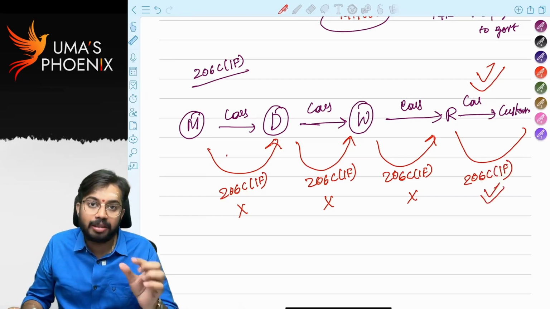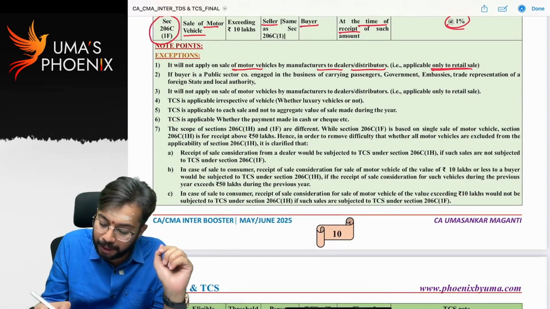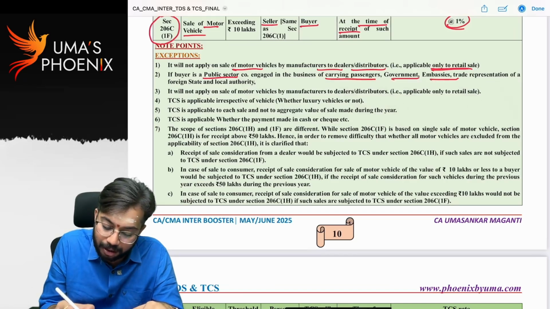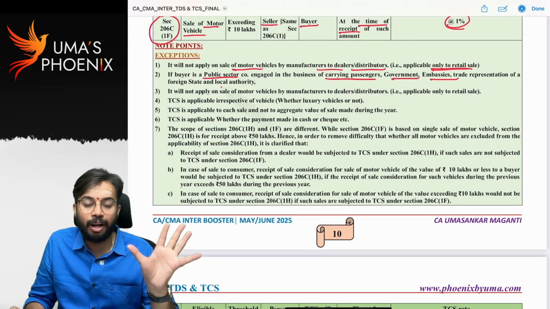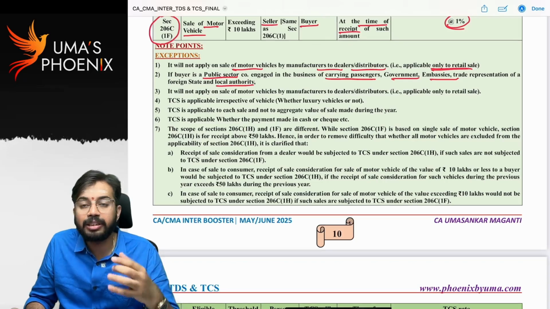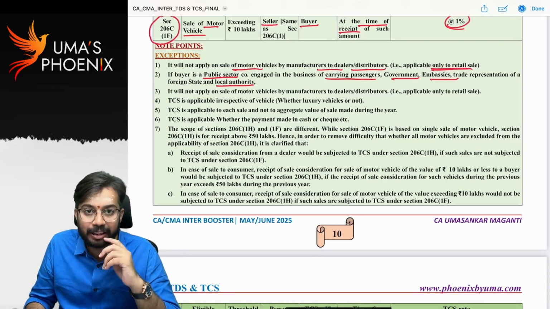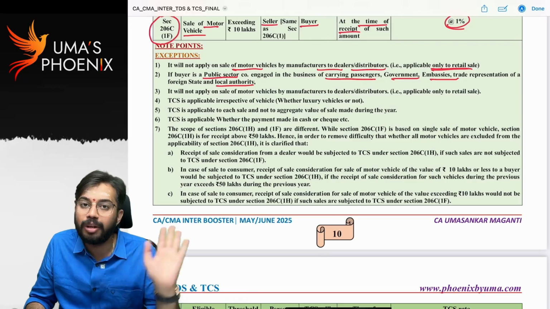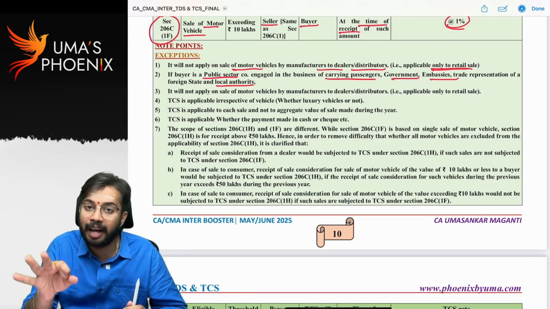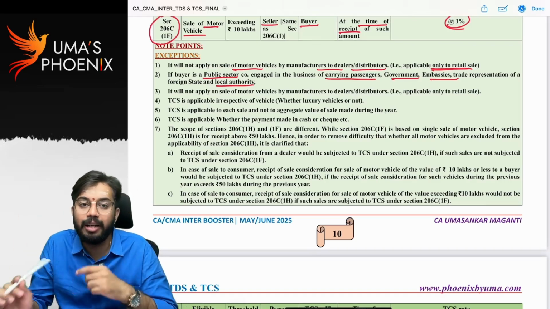Next, whenever cars are sold, even though the car value is more than 10 lakhs, if cars are sold to a public sector company engaged in the business of carrying passengers, or government, embassies, representation of a foreign state, and local authority, then no TCS is required to be collected. Simple. If the buyer of the car is government, embassies, a public sector company engaged in carrying of passengers, or a local authority, no TCS is required to be collected.